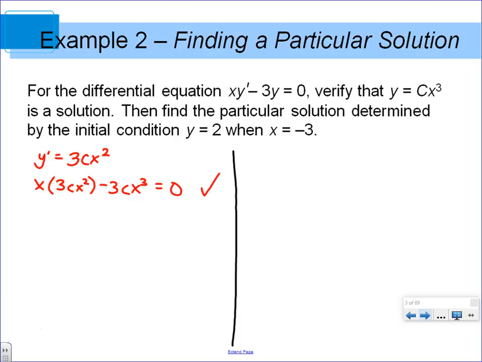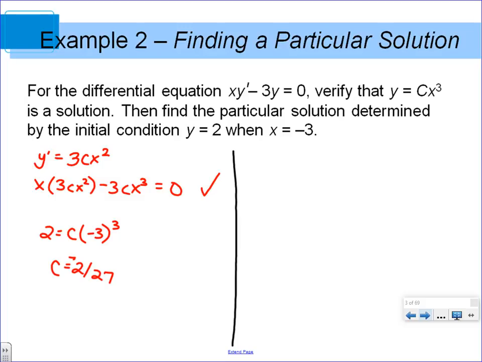So then how do you find the particular solution if you have the general form? Plug it in, so I know that y is equal to 2 when x is equal to negative 3, so 2 equals c times negative 3 quantity cubed, that would be negative 27, c is equal to negative 2 over 27, right? But that's not the solution. What are they talking about? Ooh. Thank you. What does that mean?